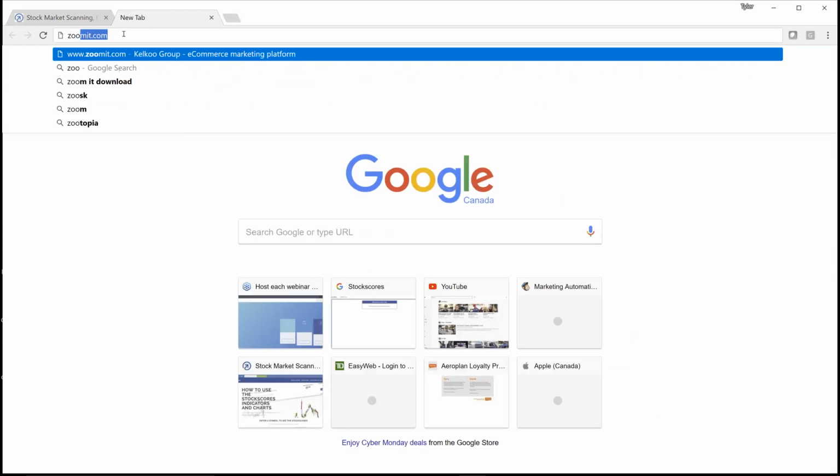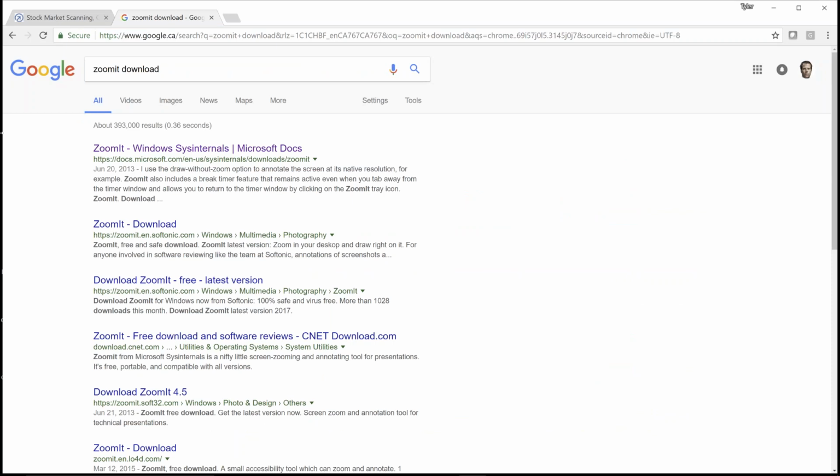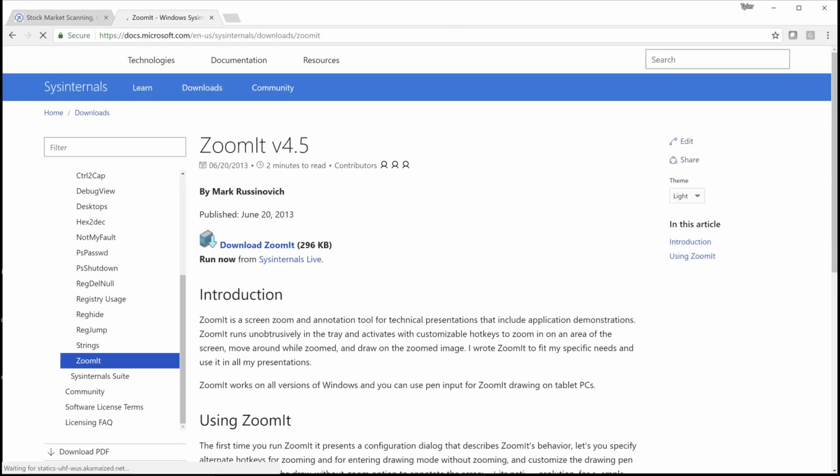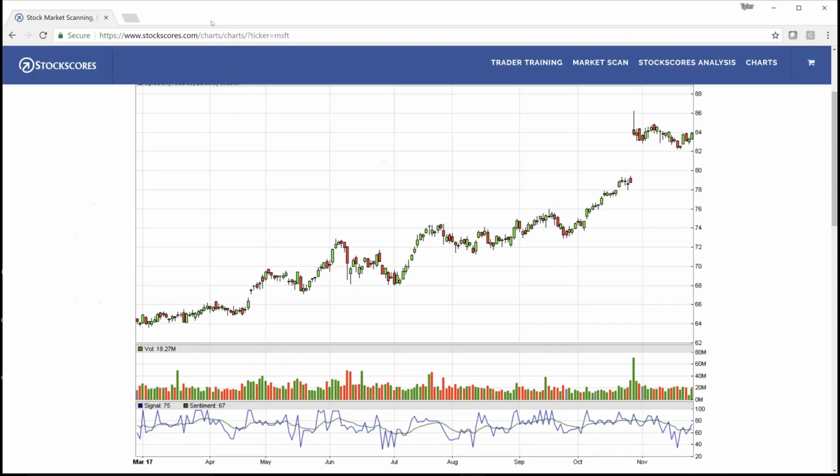Go Zoomit download, and you'll go to the Microsoft website. You can download this program. It's free. And what's nice about it is it allows you to draw lines on your chart.